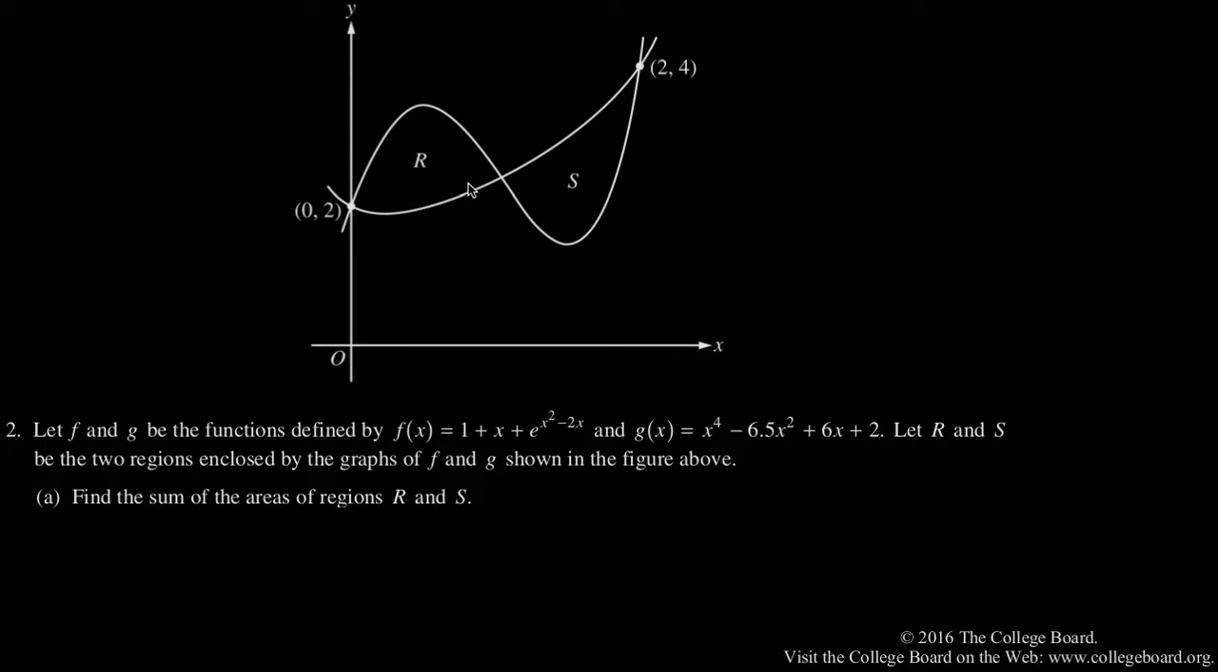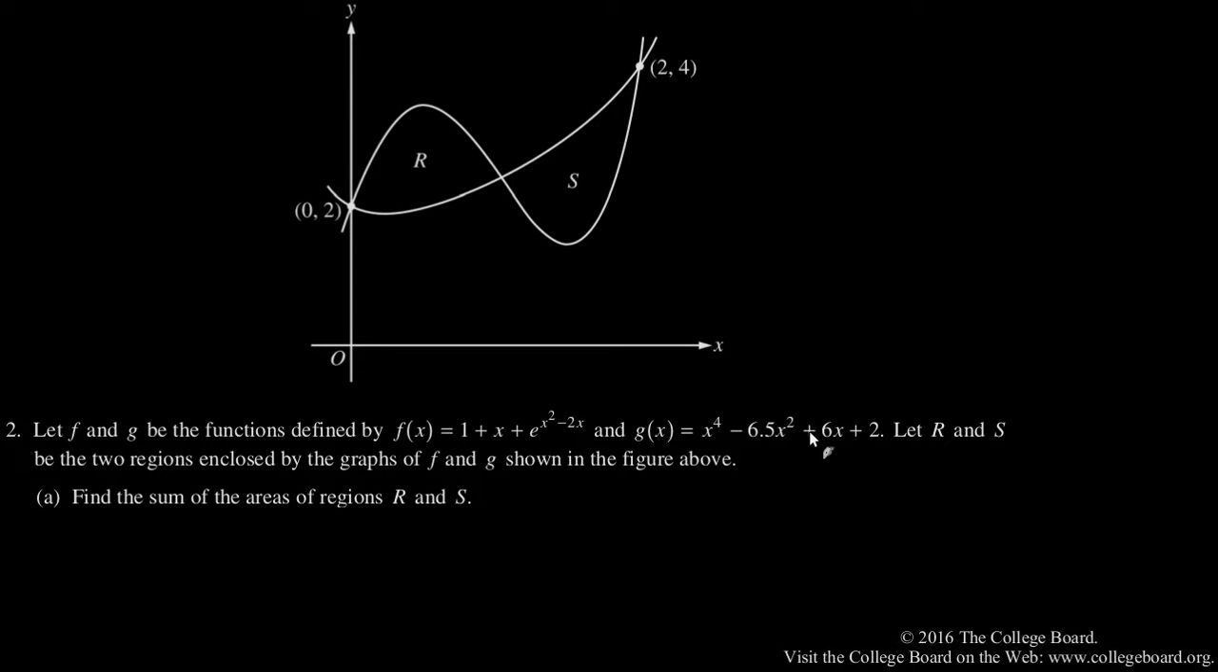Alright, 2015 AB Calculus Test, question 2, this is part A. They want me to find the sum of the areas of regions R and S. So find the areas of these two, add them up.